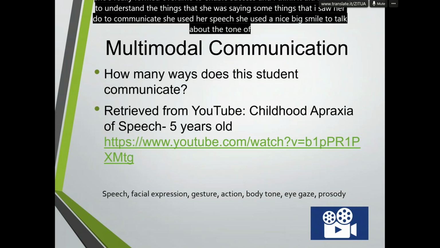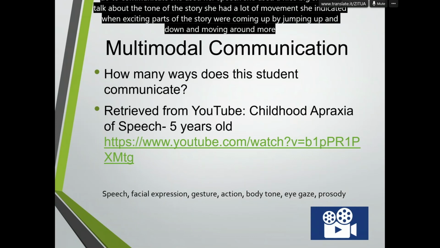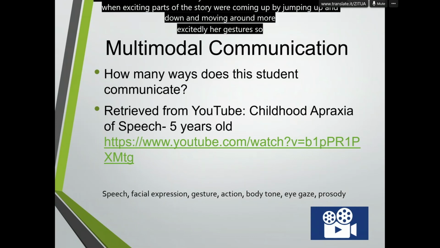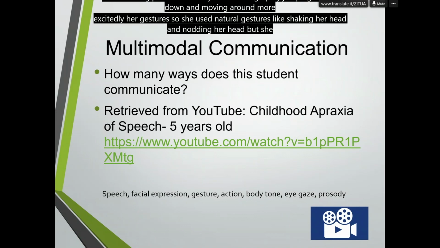She had a lot of movement. She indicated when exciting parts of the story were coming up by jumping up and down and moving around more excitedly. Her gestures, so she used natural gestures like shaking her head and nodding her head, but she also did some nice pantomime to help tell the story with her fingers.